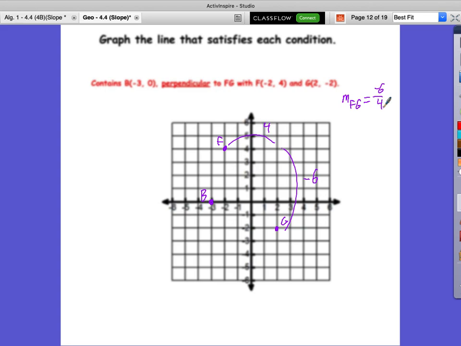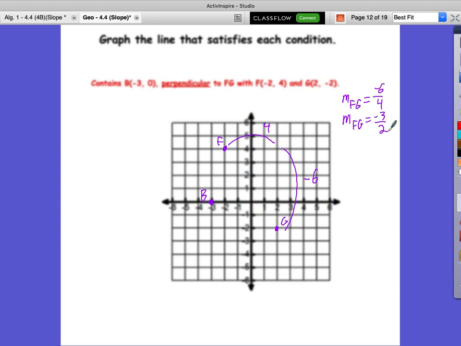Kevin? -3 over 2. So the slope of FG is -3 over 2. Can you guys agree with that? Yes. It's right. I agree with it. Why do you disagree? We're doing the same thing we did last time. I went down, for some reason.